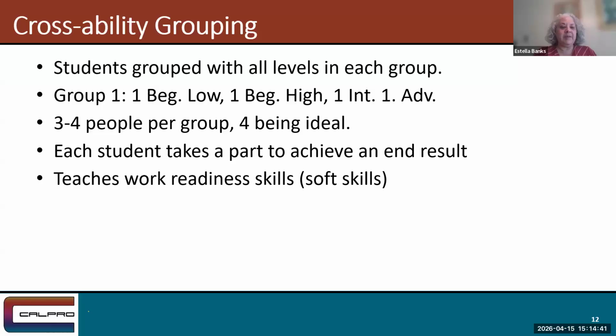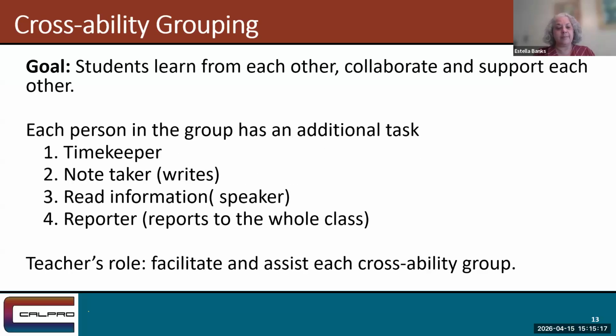In a cross-ability group, you're putting students together with multiple levels in the same group. So one group could be a beginning low student, a beginning high, an intermediate, and an advanced student. And you have 3 to 4 people per group, of which 4 is the ideal. Each student takes a part to achieve the end result. And you as the teacher would have them in groups like this to teach the students work readiness or soft skills, transferable skills that they can use outside of the class, right?